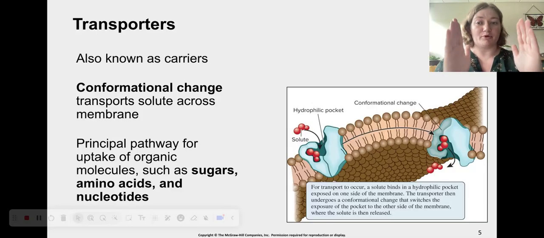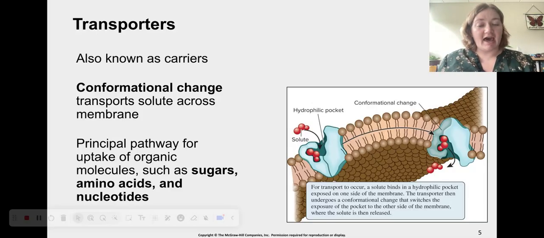Transporters actually change their shape when molecules move through them. They go through something called a conformational change. So if we look at this image here, right, we have this transmembrane protein. It has this pocket to it, a hydrophilic pocket, right? So water-loving pocket.